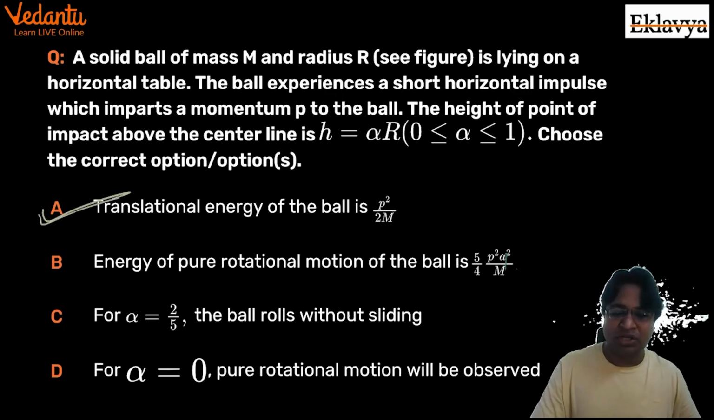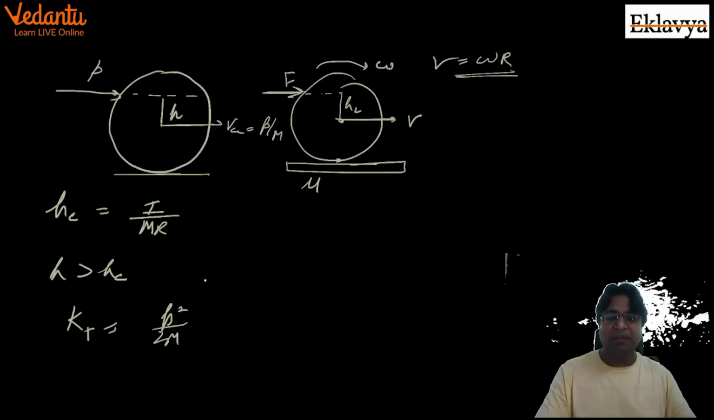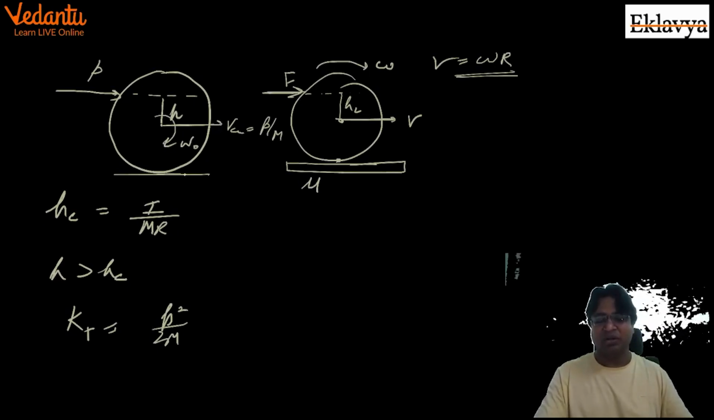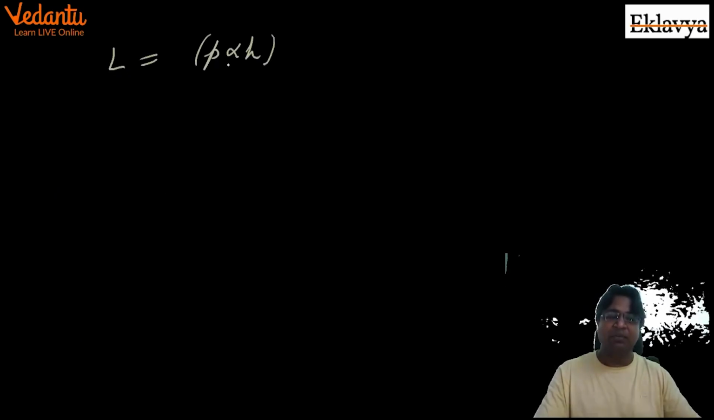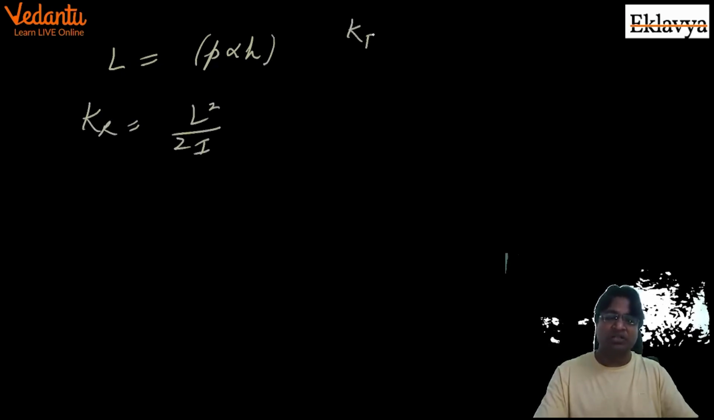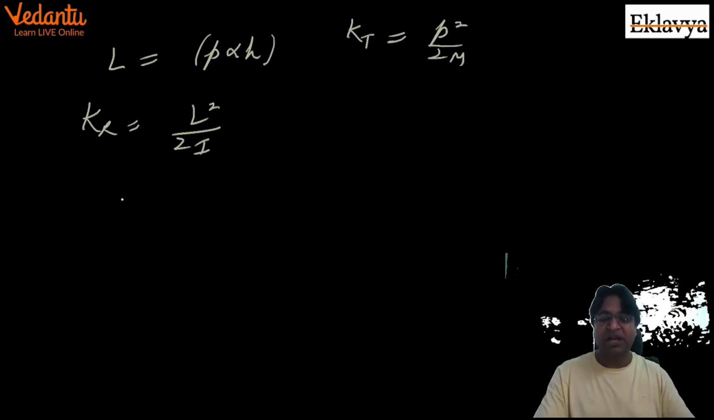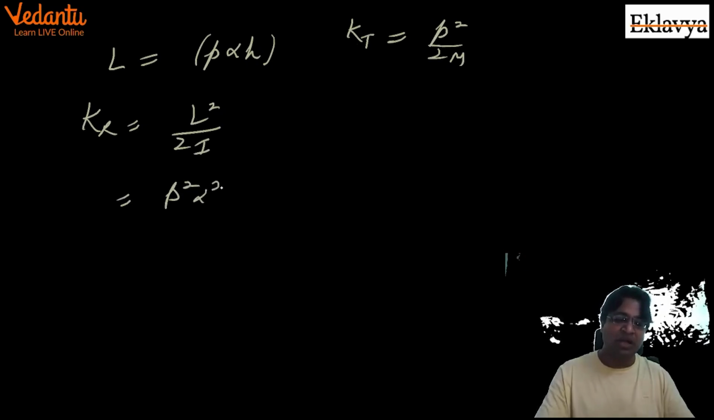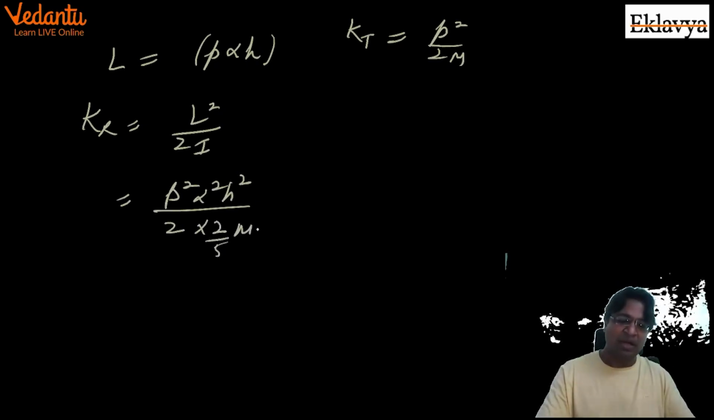Okay, energy of pure rotational motion. So again, right after applying the impulse, there would be some angular velocity, let's say omega naught. How do we get this? The angular momentum would be P into alpha h. And how can we write the rotational kinetic energy? It's L square by 2I, very similar to the translational part, KT is P square by 2M. So P gets replaced by L, M gets replaced by I. So it will become P square alpha square H square upon 2I. I is 2 by 5 MR square.